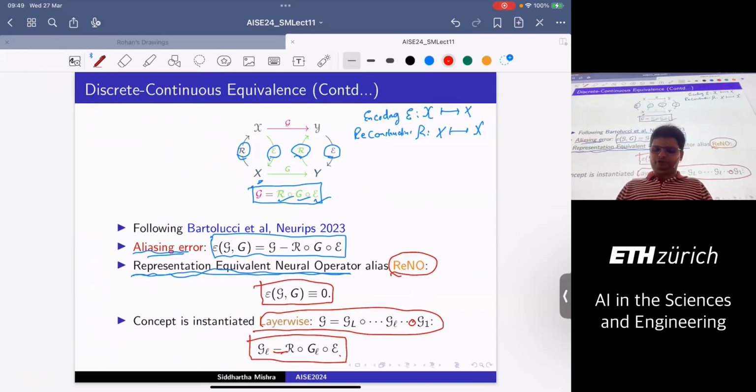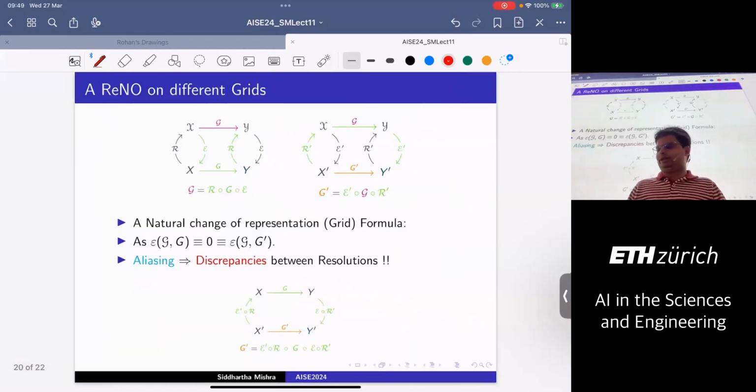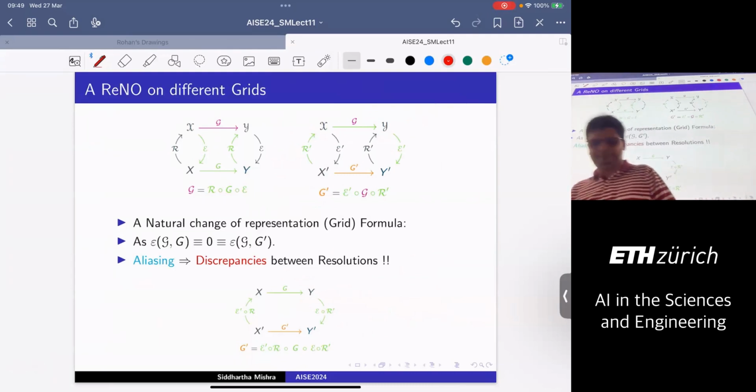And what is the advantage of this construction? As I said, these objects need to be constructed. They have not yet been there. They need to be constructed. But if you are able to construct them, then an immediate corollary of this construction is the following.